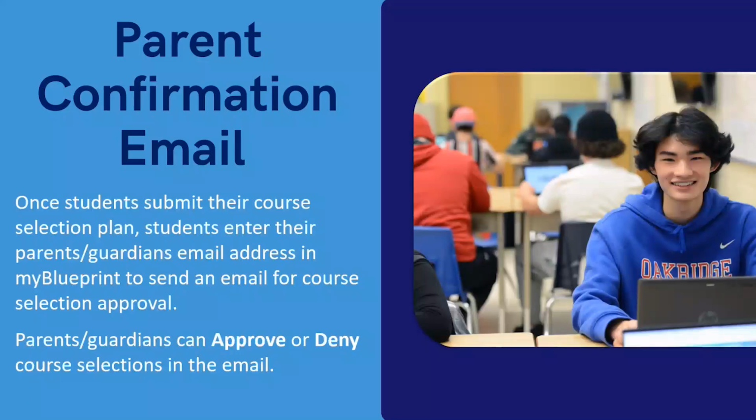Once your students complete their course selection plan, students enter their parents' or guardian's email address in My Blueprint to send an email for course selection approval. Parents or guardians can approve or deny course selections through the email they receive. A paper copy of the approval can be printed off from the Student My Blueprint account in lieu of a digital approval.